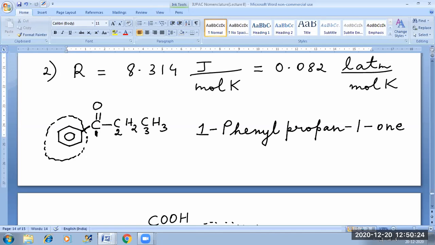Any doubt? You have to write this one. Remember this. For compounds where the ketonic group is directly attached to the benzene ring, you have to write one. You cannot ignore this one.